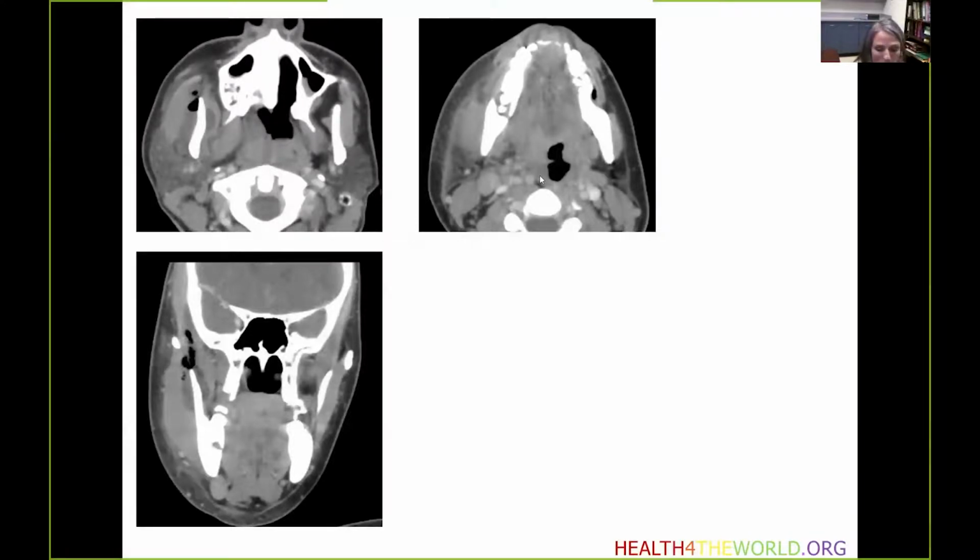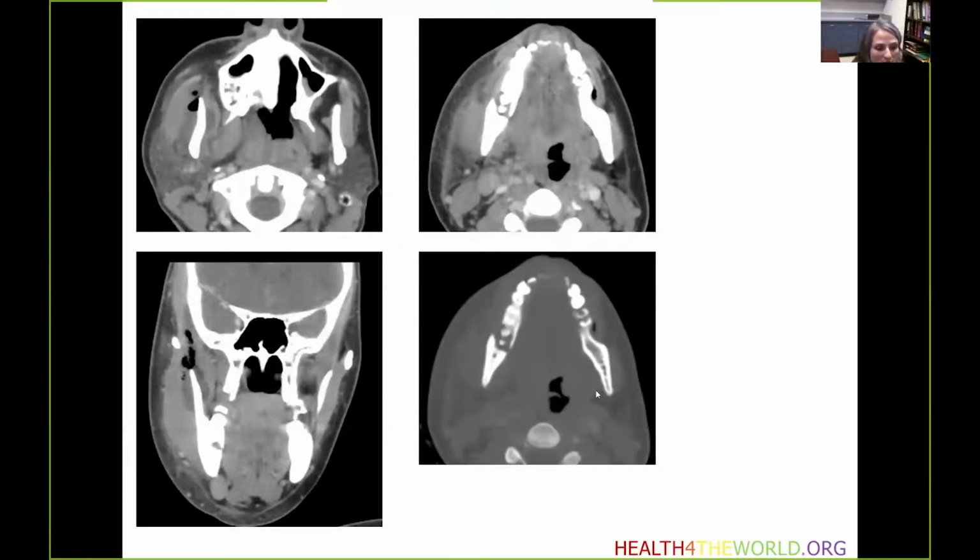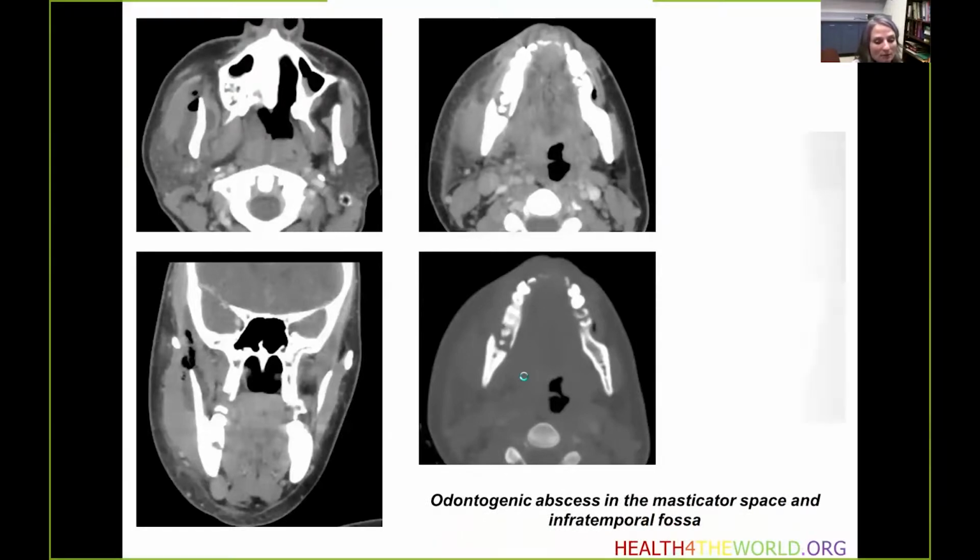But what's important to note is that on the bone window, you can notice that there is a periapical lucency within the mandibular molars that is most likely consistent with a periodontal or periapical abscess and odontogenic disease with adjacent soft tissue abscess formation and cellulitis. So this is an example of odontogenic abscess in the masticator space and infratemporal fossa.